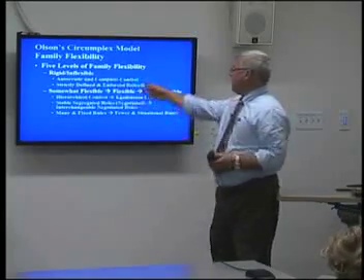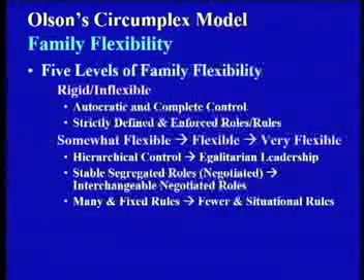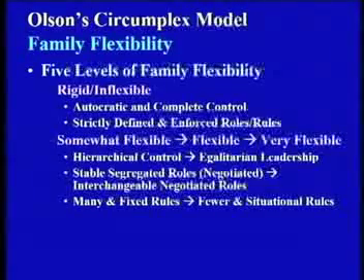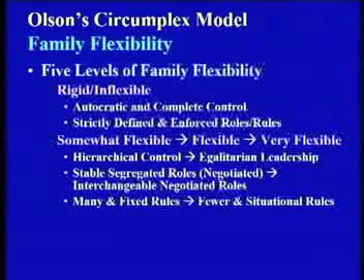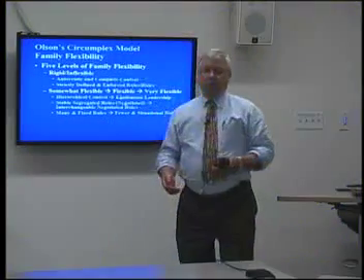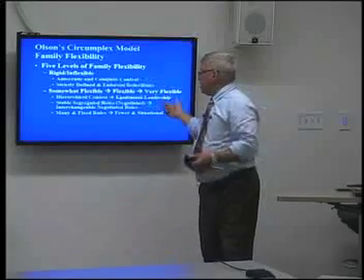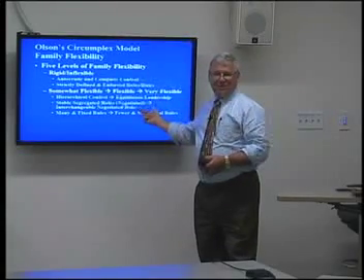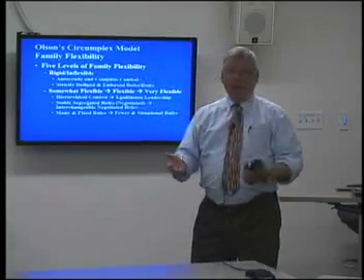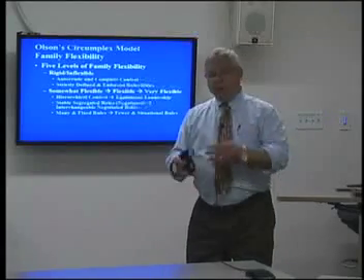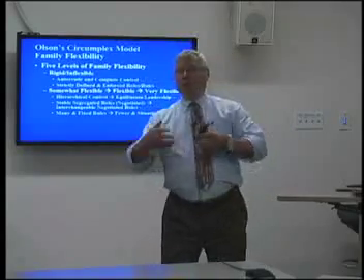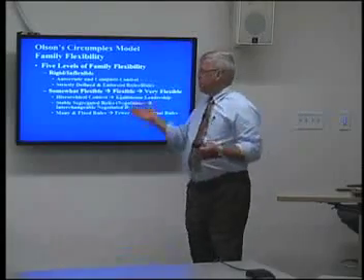The middle group is somewhat flexible to very flexible, and after this segment we'll talk about family measurement and you'll see how Olson measures these things. This would be ranging from hierarchical control, a clear hierarchy of who makes decisions, to a more egalitarian leadership style. So in a very flexible family, you're not going to have anybody telling anybody else what to do. You're going to have people sitting down and generally talking about the merits of different decisions that they could make, and they're not necessarily going to vote on it. One person might have more influence on the process, but there will be input coming from all family members. And that would be a very flexible family system with respect to control.